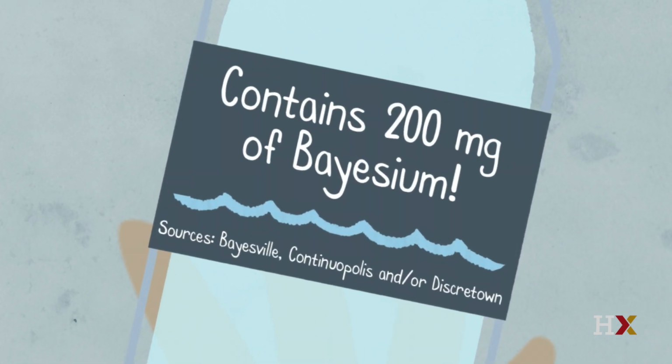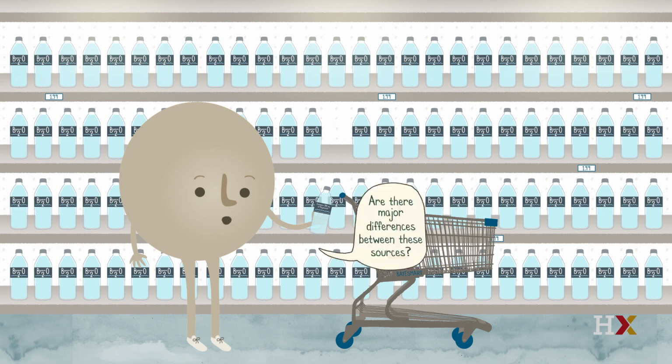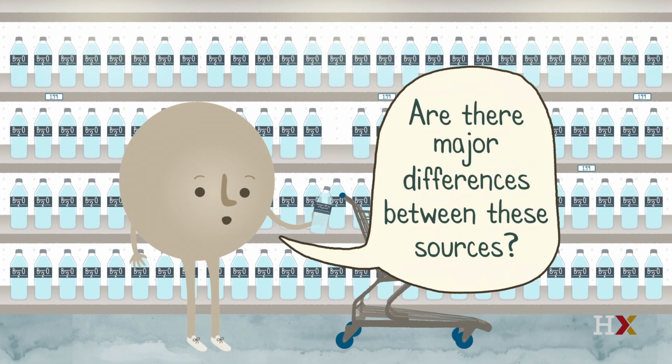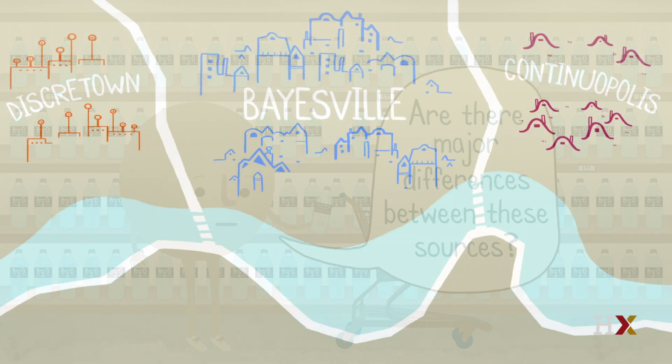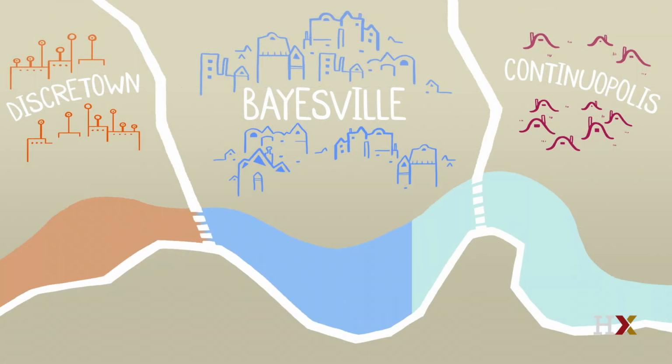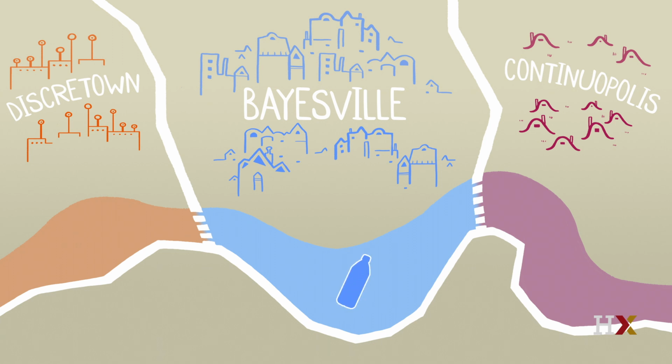Sources: Baysville, Continuopolis, and/or Discrete Town. Are there major differences between these sources? 3 segments of the Statz River are used as sources for Bayesian 2.0. One in Baysville, one in Continuopolis, and one in Discrete Town. The average bayesium level is different for these 3 sources.